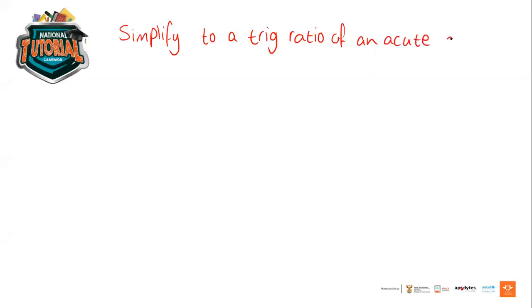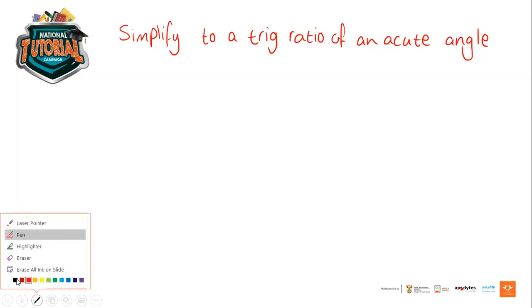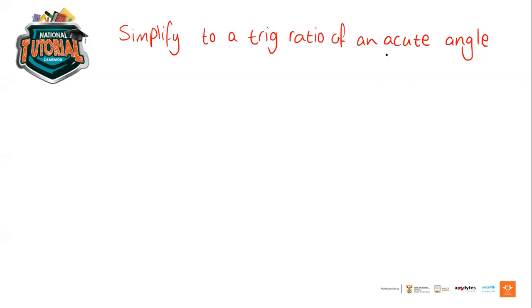All right, so let's just do 1 or 2 examples on what we've discussed so far. So our question is, simplify the following to a trig ratio of an acute angle. So whenever we're doing reduction, we are wanting to reduce as far as possible to an angle that's between 0 degrees and 90 degrees.